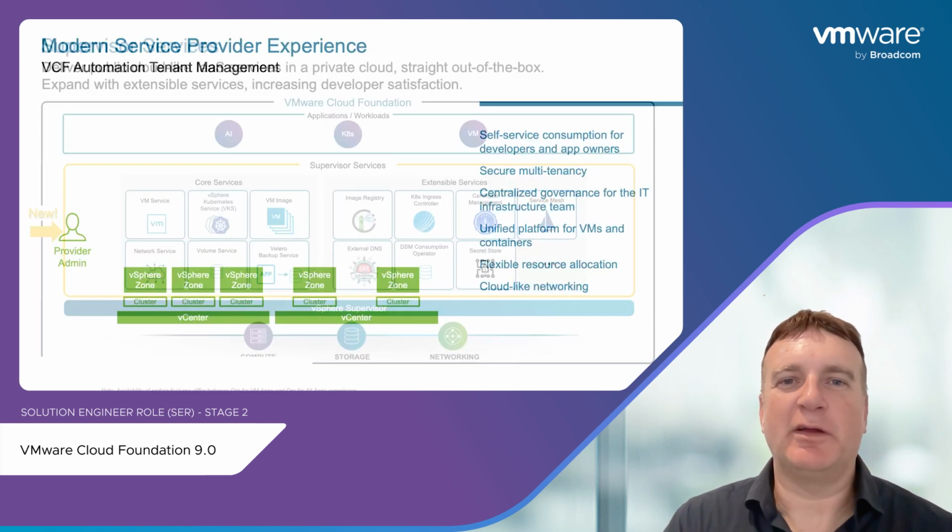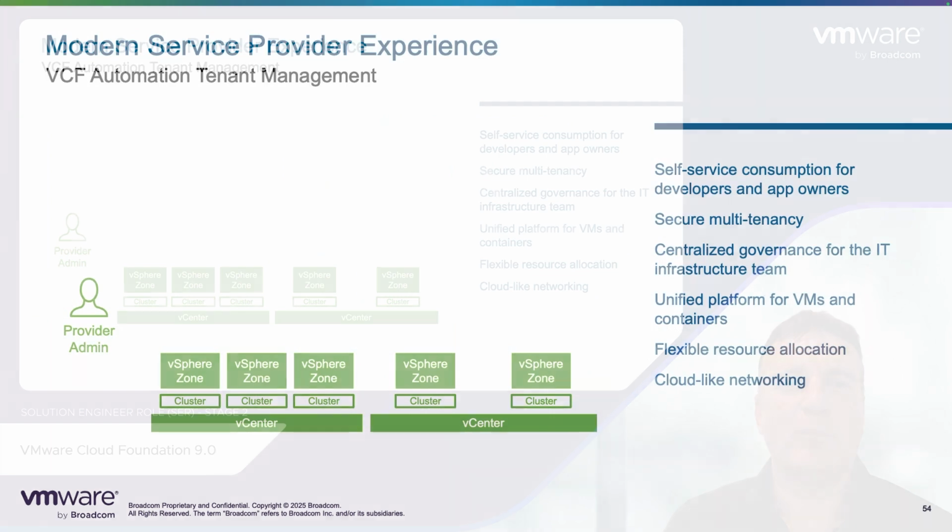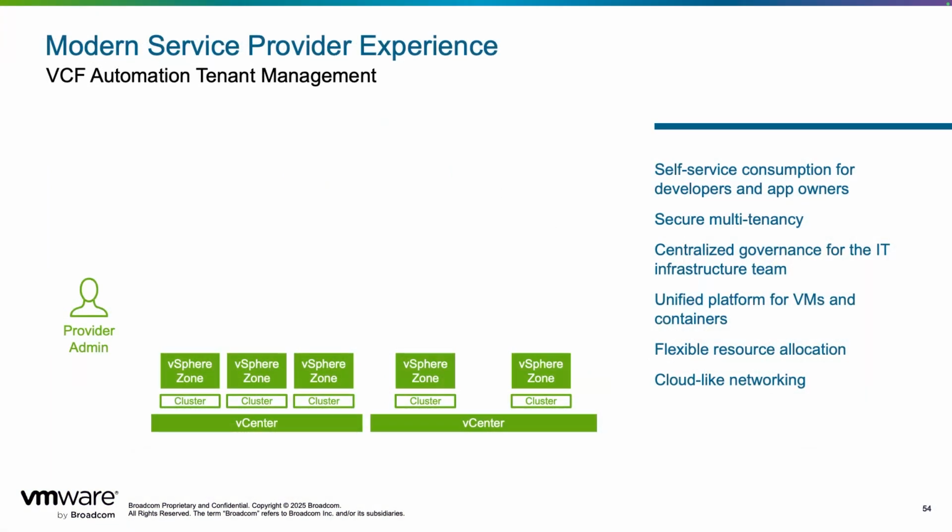Which leads us to the topic of tenancy. A modern private cloud is so much more than just a platform. A true end-to-end modern cloud supports secure multi-tenancy. It's an architecture where multiple isolated tenants, which can be teams, departments, or even customers, can come in and share the same platform and infrastructure. Each tenant operates in a logically isolated environment with separate resources, data, configurations, and access controls.